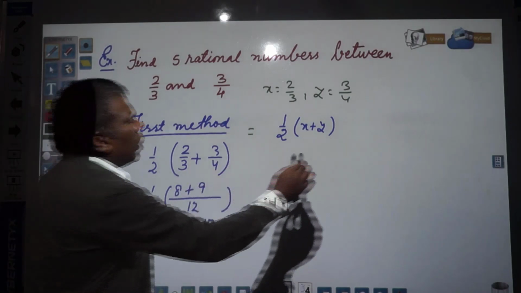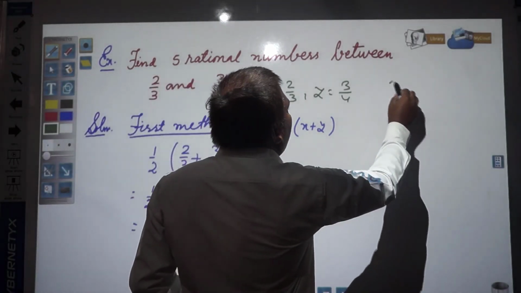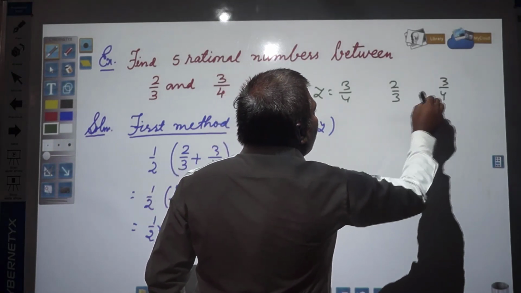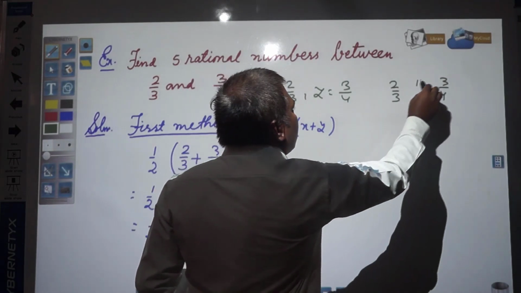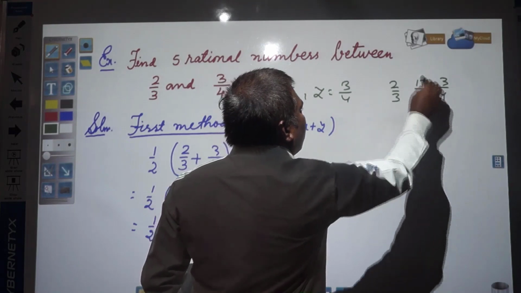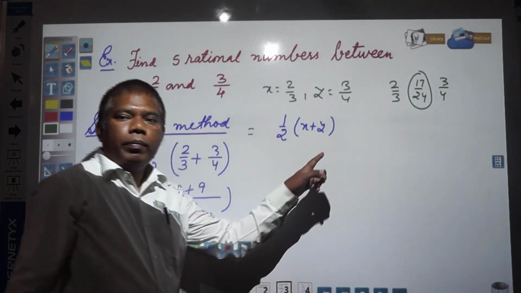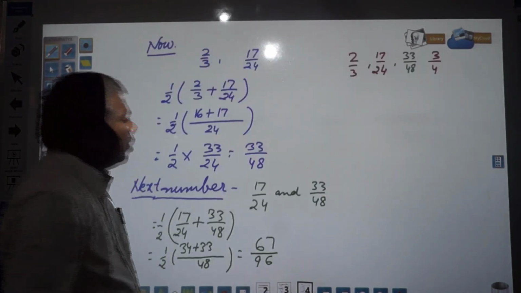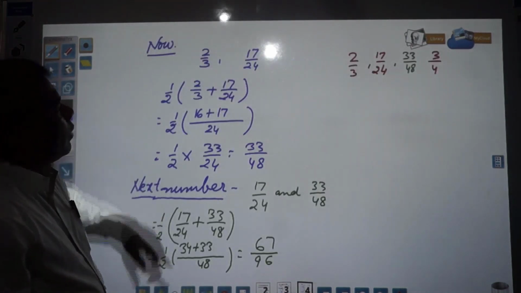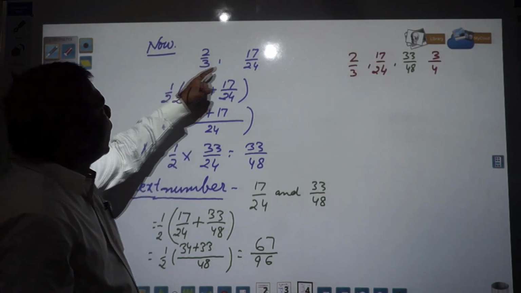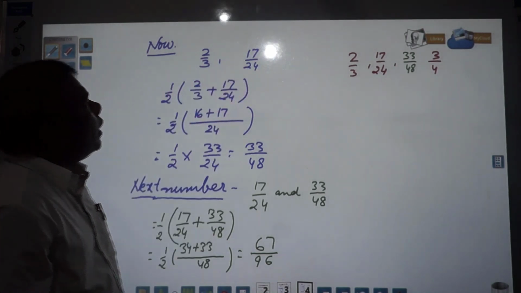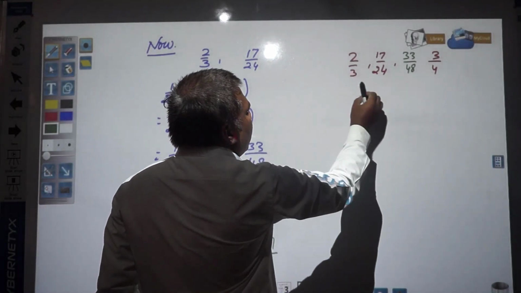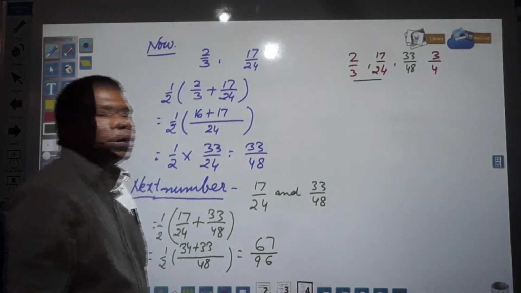It means in between 2/3 and 3/4 you got one number, and that is equal to 17/24. So one number you already got. Now you need to find out the next number. Here you see, now what we will do: 2/3 and in between 17/24. 2/3 and 17/24. In between you need to find out a number.